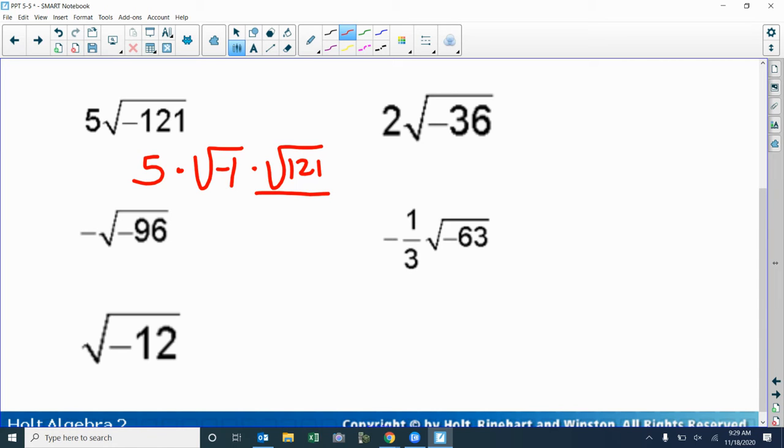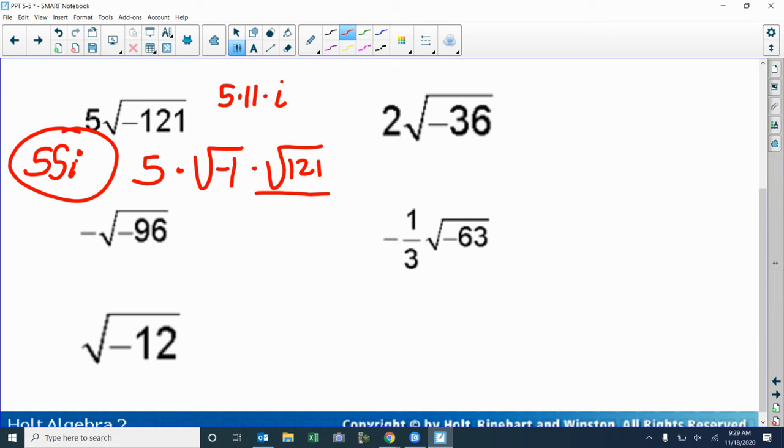Please wear your mask. The square root of 121 is 11, so this is going to end up being 5 times 11 times i, because the square root of -1 is i. So this really ends up being 55i.